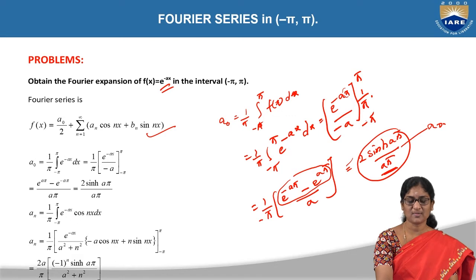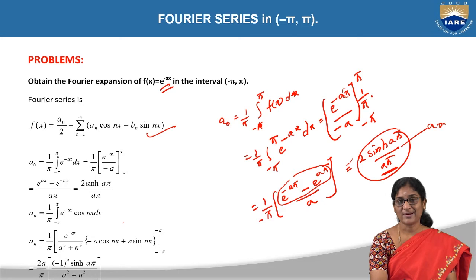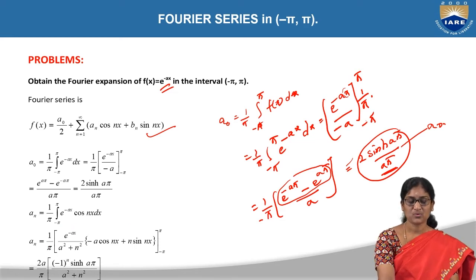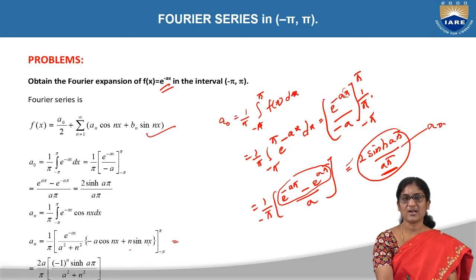So we have to use the formula, minus e power ax by a square plus b square into a cos n theta plus b sin n theta, which we have derived by a reduction formula to get the integral of the product of two continuous functions. So we get 1 by pi, e power minus ax divided by a square plus n square, into minus a cos nx plus n sin nx, from minus pi to pi. We substitute the upper limit pi and the lower limit minus pi.